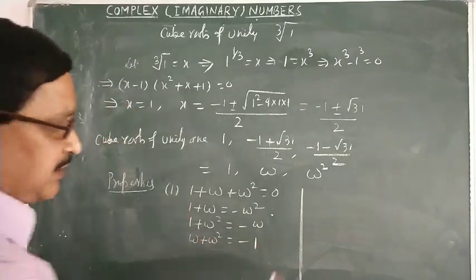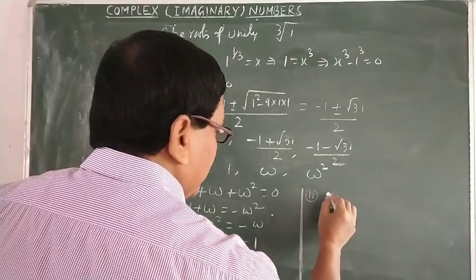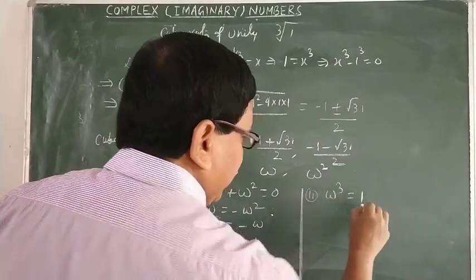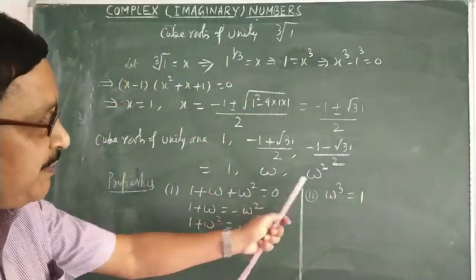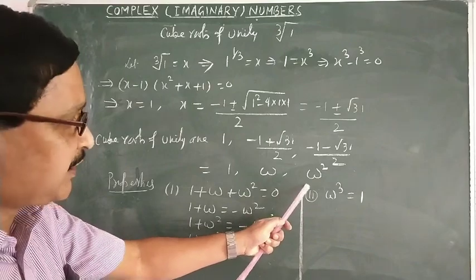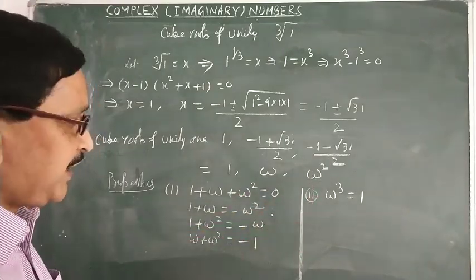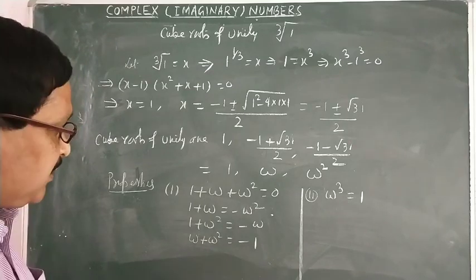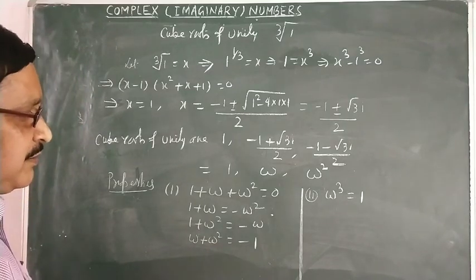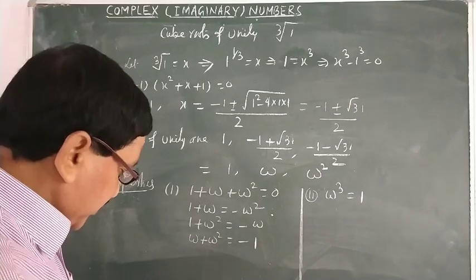You can use this. The second property is omega cube is equal to 1. When we multiply omega, omega square, we get omega cube, and the result will be 1. You can verify this on your own. So these are the properties which will help you to answer the questions of complex numbers.